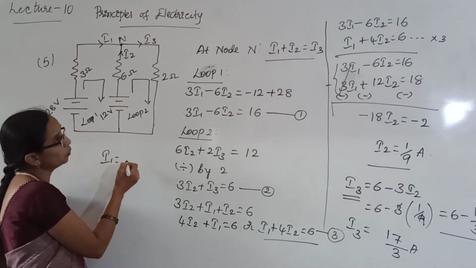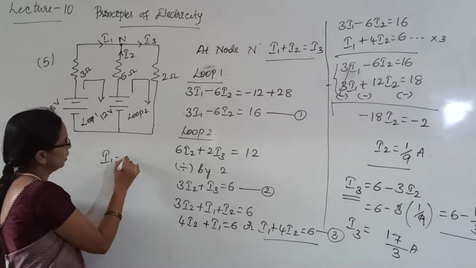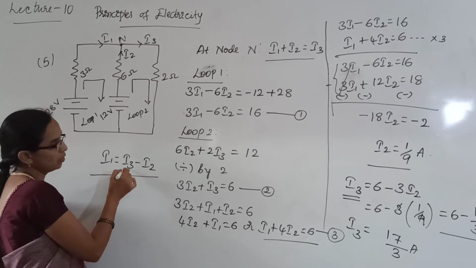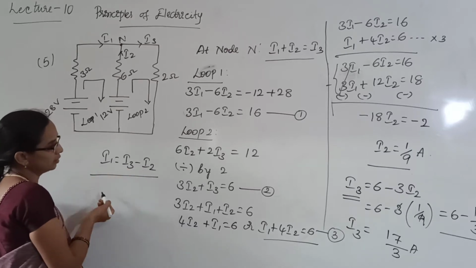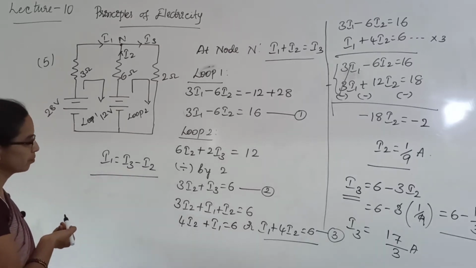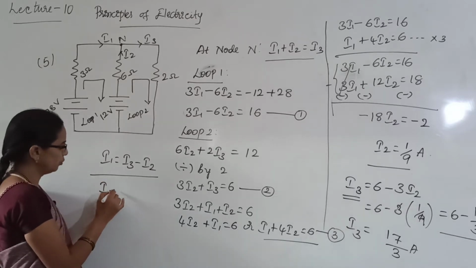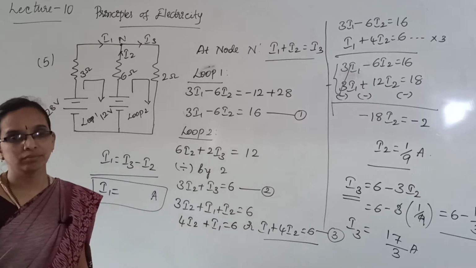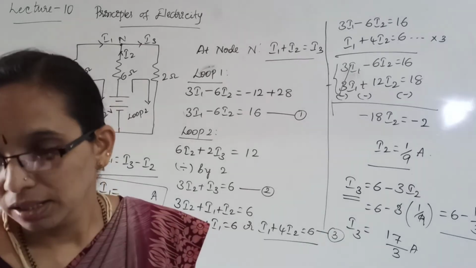I3, and for I1 we have got I2 and I3. I1 is equal to I3 minus I2. Substitute the value for I3 and I2 and get the value for this I1. You only calculate and put the value of I1. Okay.